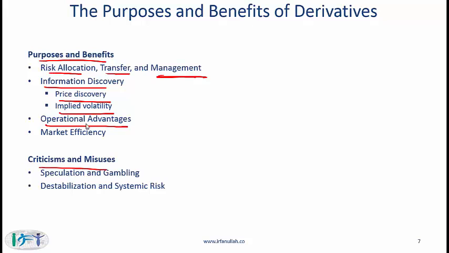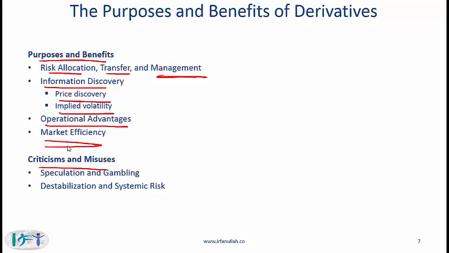Derivatives provide operational advantages. Simplistically, what this means is, if you want to get exposure to a particular stock or a particular index, one way of getting exposure to an index is to buy all the stocks in that index. But it is often much more cost effective to deal with a derivative based on that index. That is more cost effective, transaction costs lower, and that is being called an operational advantage.